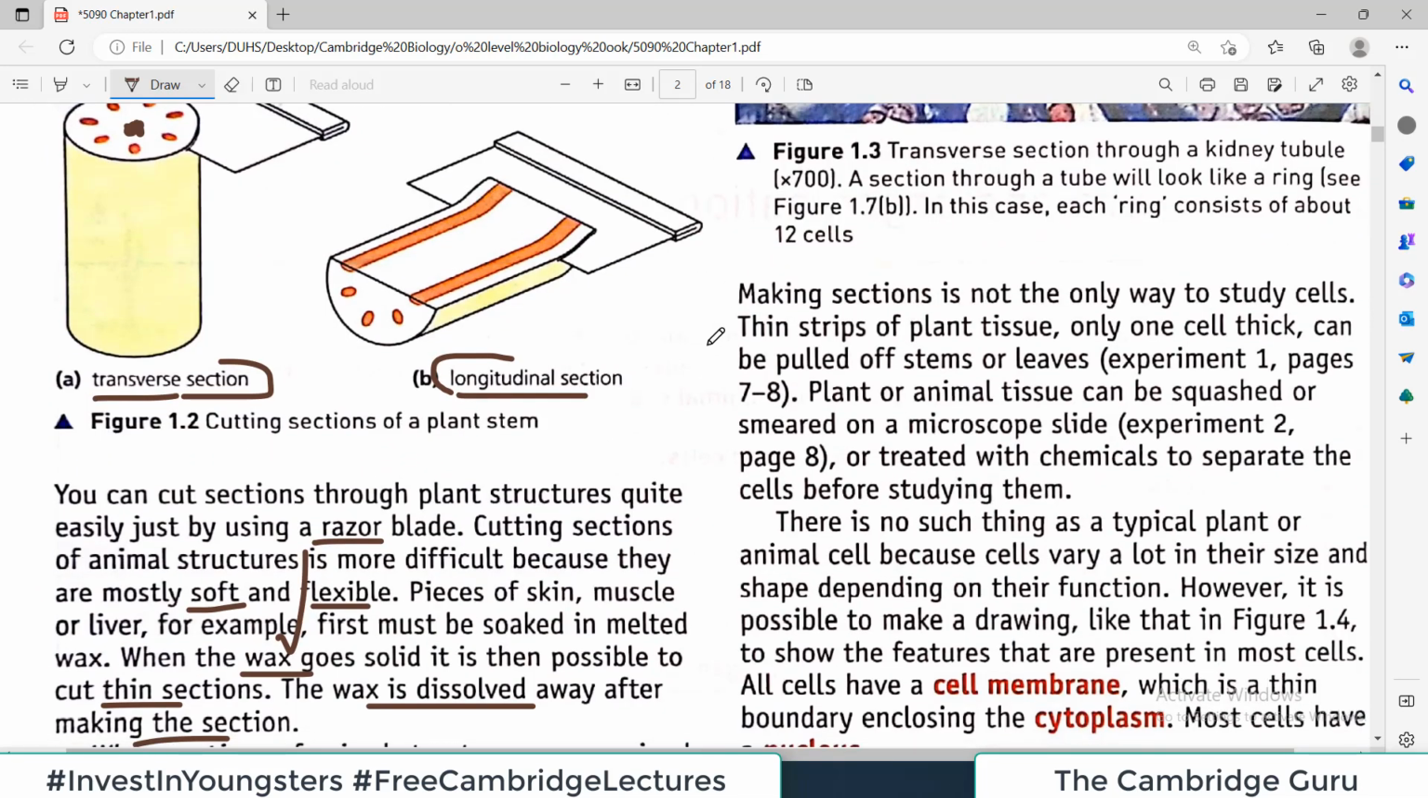Okay, let's move on. Making section is not the only way to study cells. Now that is a very, very important conceptual type of paragraph. Thin strips of plant tissue, only one cell thick, can be pulled off the stem cells leaves directly. Plant or animal tissues can be squashed or smeared on a microscope slide, or treated with chemicals to separate the cells before studying them. Now, let me explain this paragraph to you.